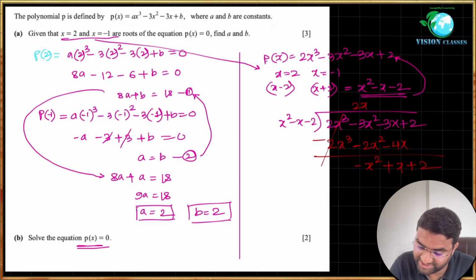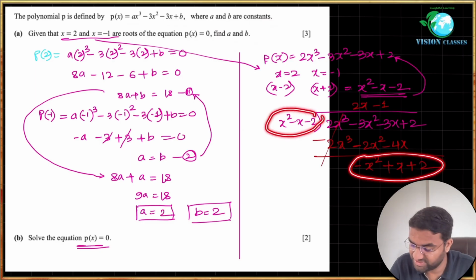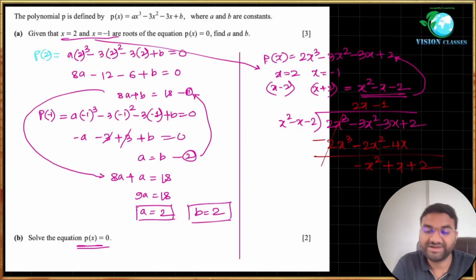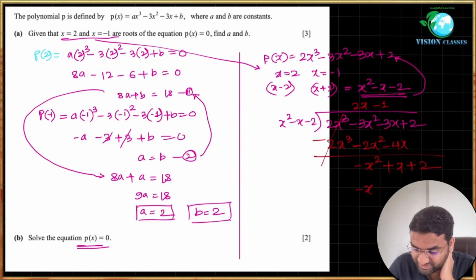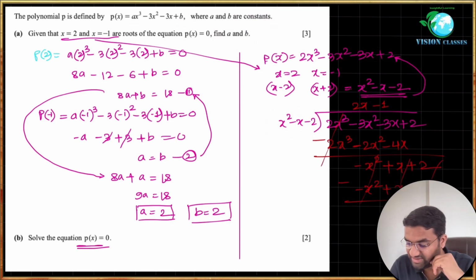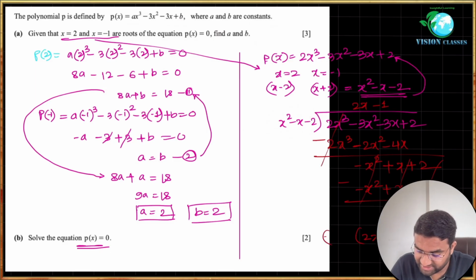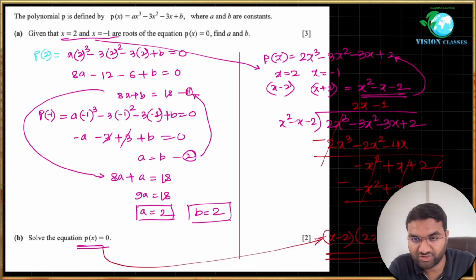Now multiply by negative 1. Okay, if you observe this one and this one, it's just a multiplication of the negative symbol, isn't it? So here it will be negative x square plus x plus 2. So if you subtract it, it will be 0, means we got the third factor as 2x minus 1, and the other two factors are x minus 2 and x plus 1. So these are the three factors, and that's how we have to solve it.